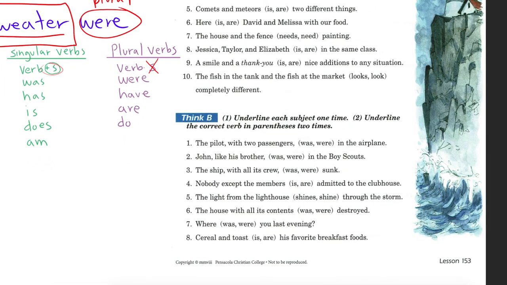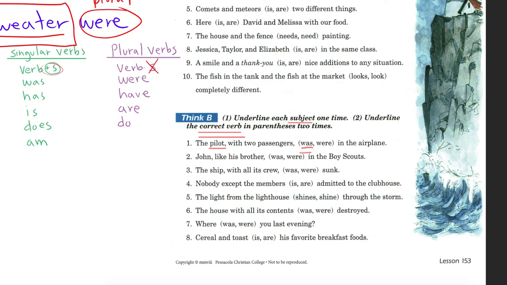All right, Think B. Underline each subject 1 time. Underline the correct verb in the parentheses 2 times. So the correct verb is underlined 2 times. So number 1, the pilot with 2 passengers was or were in the airplane. All right, so let's underline the subject. The pilot. Okay, that is the subject. So pilot, is that singular or plural? It's singular. So I need to pick the singular verb. And looking at my table here, I can see that was is the singular verb. So say out loud, the pilot with 2 passengers was in the airplane.